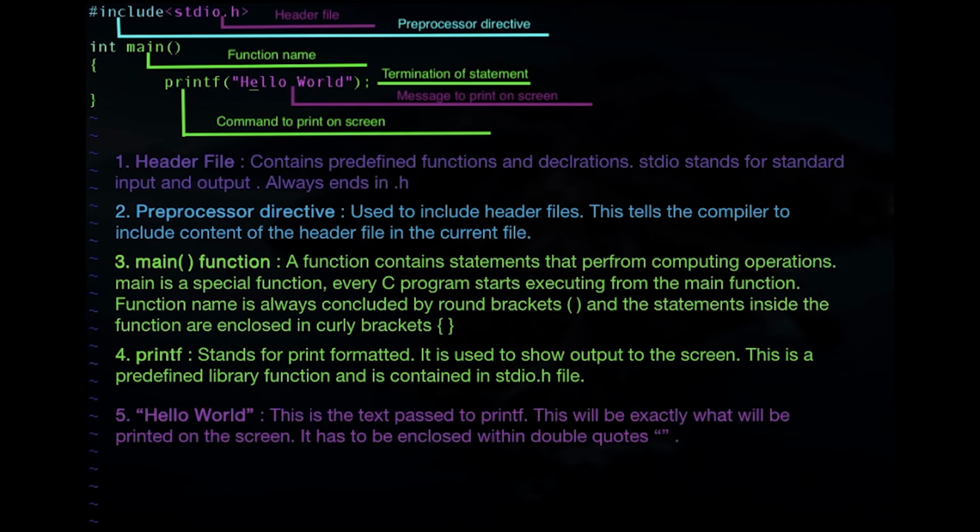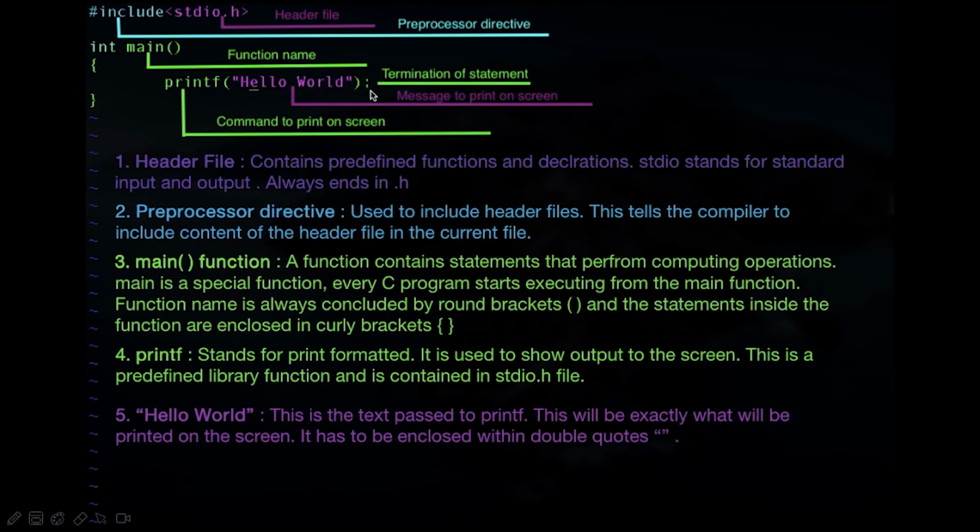Simple. Now hello world. Now you can see that hello world is actually inside two quotes. So printf will print anything inside the double quotes. We have to give double quotes. This is again the syntax that we got to use. So hello world is the text passed to printf. This will be exactly what will be printed on the screen. It has to be enclosed within double quotes. So printf is the command to print, and the exact text that you want to print has to be included in double quotes.